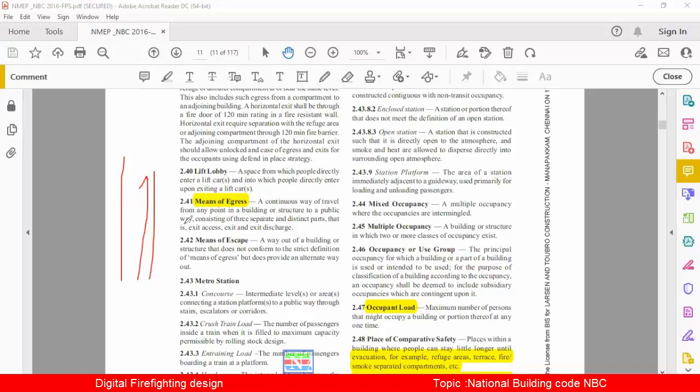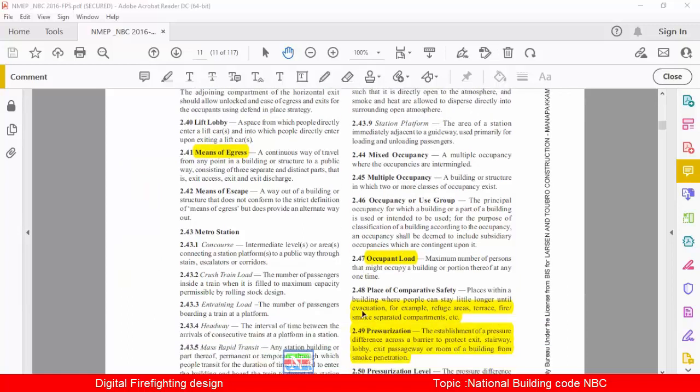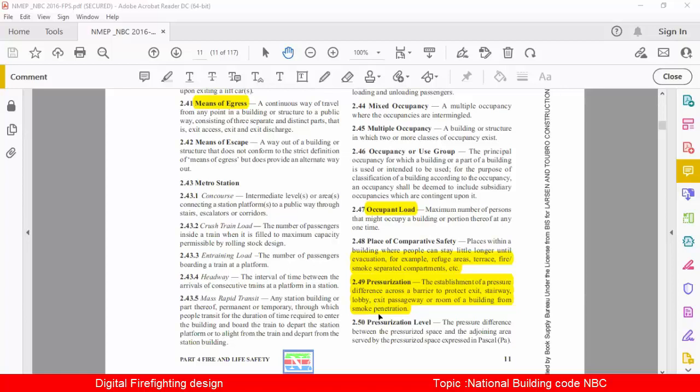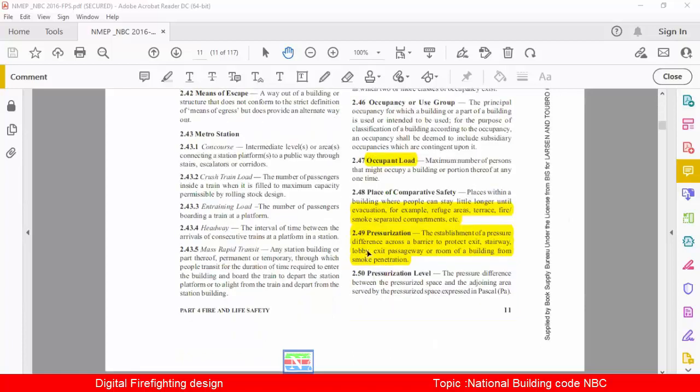So next is this, you understand, right? Means of egress is the continuous way of travel from any point of the building or structure to a public way, consisting of three separate and distinct parts: exit access, exit, and exit discharge. Wherever you exit from the building, that is called means of egress. Is it clear? Where you go out of the building is the means of egress. Clear? Occupant load, that you just go through.